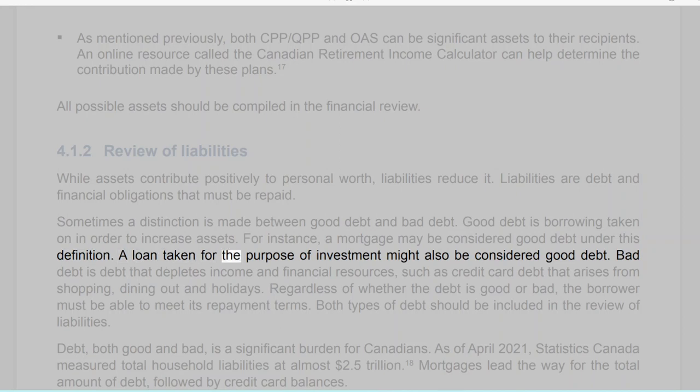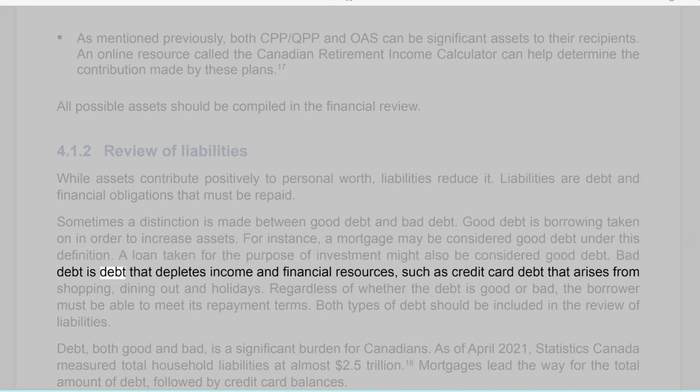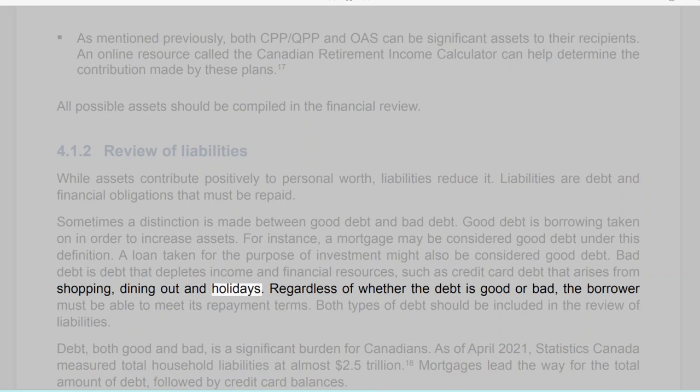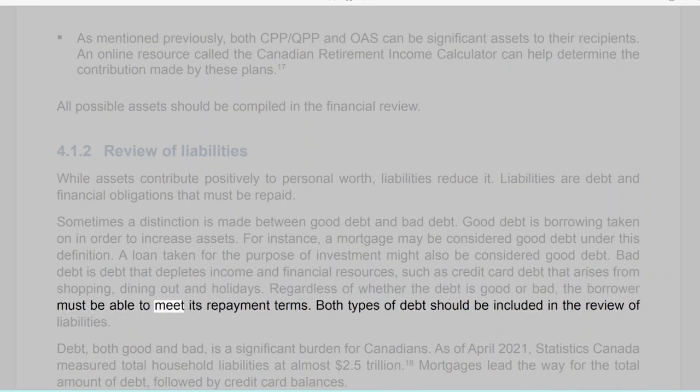A loan taken for the purpose of investment might also be considered good debt. Bad debt is debt that depletes income and financial resources, such as credit card debt that arises from shopping, dining out, and holidays. Regardless of whether the debt is good or bad, the borrower must be able to meet its repayment terms. Both types of debt should be included in the review of liabilities.